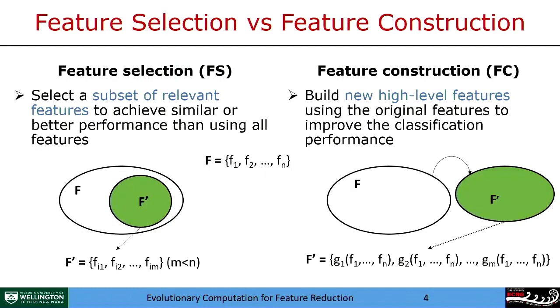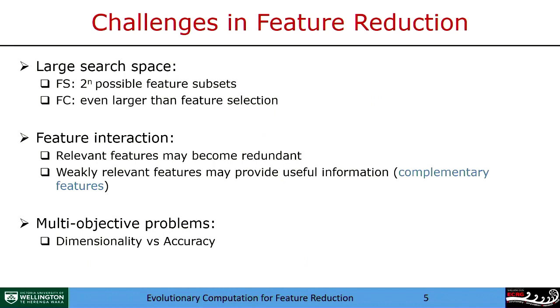In general, feature reduction has two main approaches. One is feature selection, which is to select a subset of the original features. The other one is feature construction, which means constructing a small number of new features, which are more informative than the original features. Right? However, feature reduction is quite challenging.